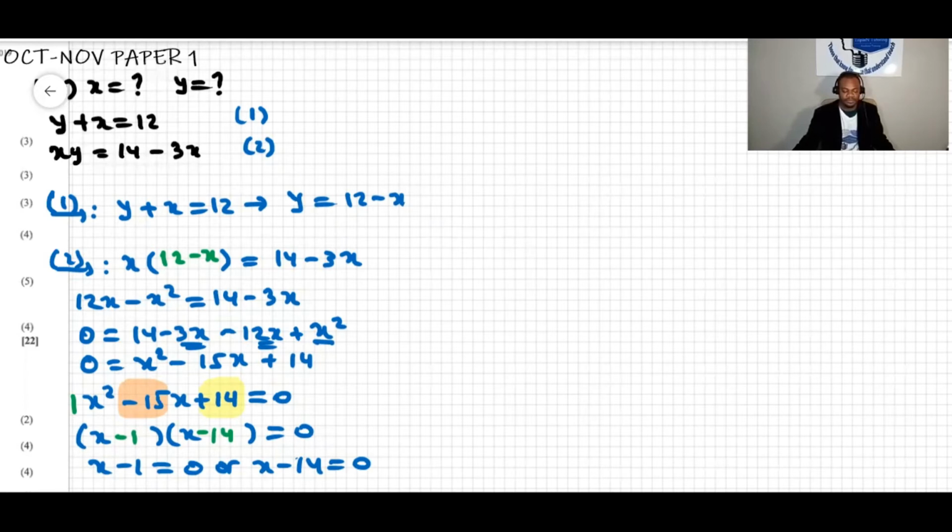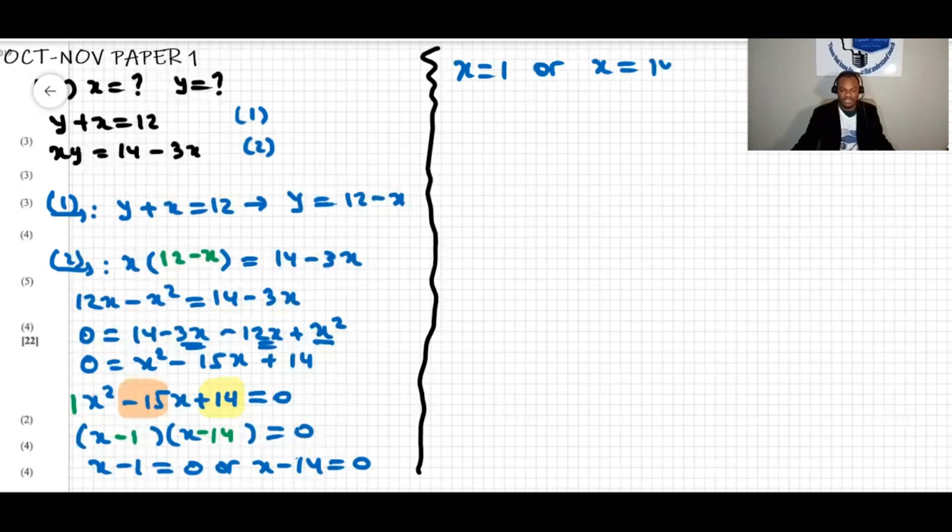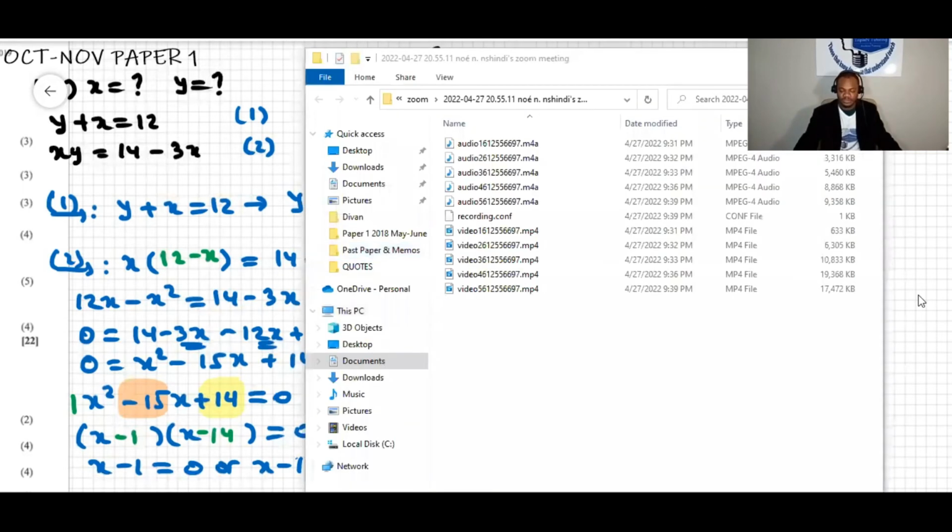So now this means that x equal to 1 or x equal to 14. Then we will substitute those values in either equation 1 or equation 2 to find the corresponding y value. It's going to be either equation, we're going to get the same answer. But I will always prefer to substitute where I already worked out my equation in terms of one variable, y.